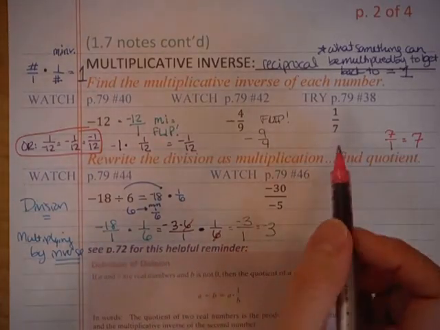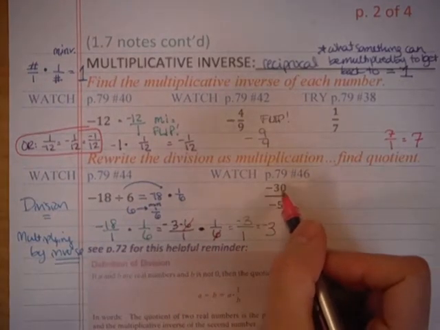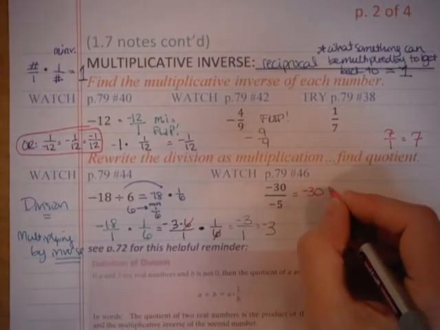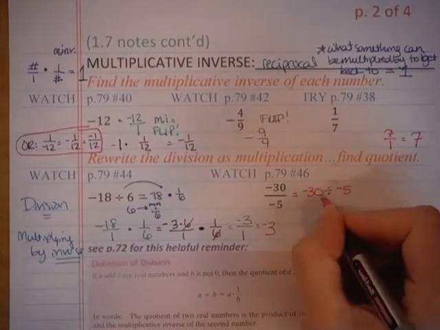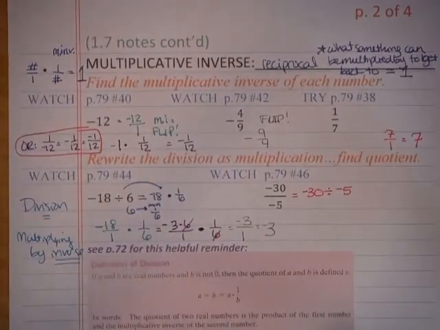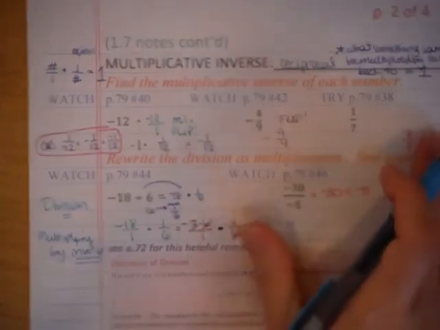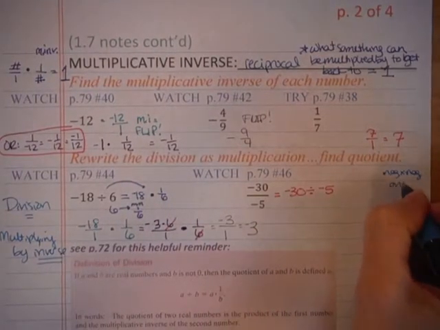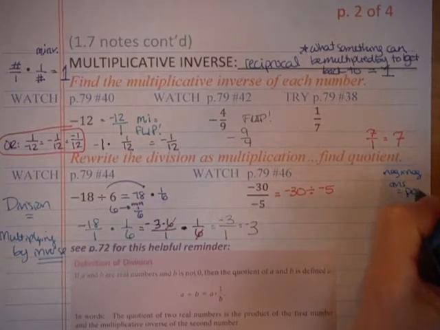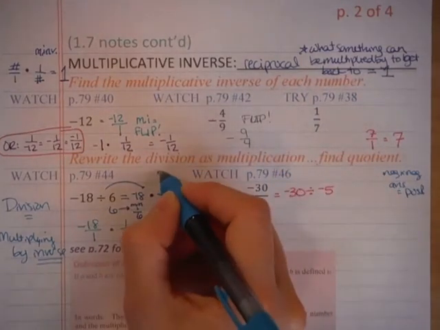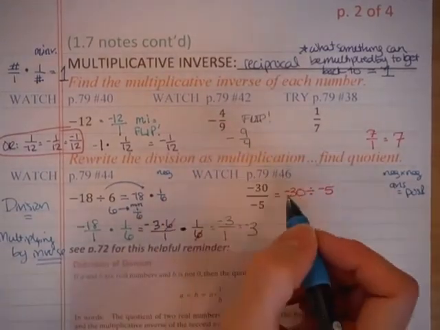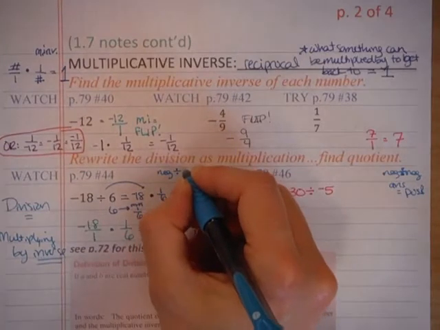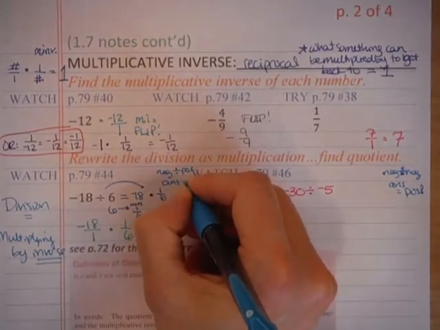Okay. Let's look at 46 as well. We've got negative 30 over negative 5. We want to really train ourselves that the fraction bar is the same as division. That's the same as negative 30 divided by negative 5. Which means that we've got a negative times a negative, so we know our answer is going to be positive. Okay? And over here we had a negative divided by a positive, so we know our answer is going to be negative.